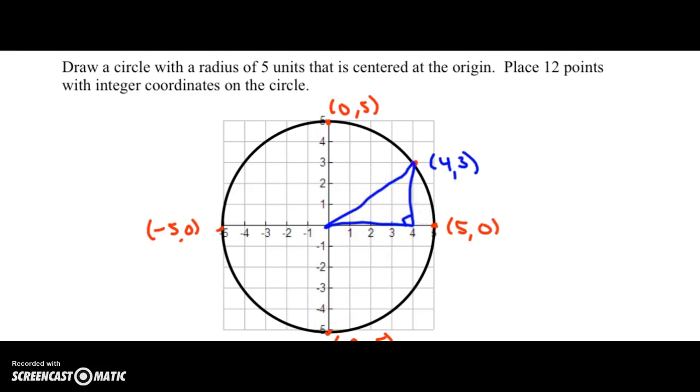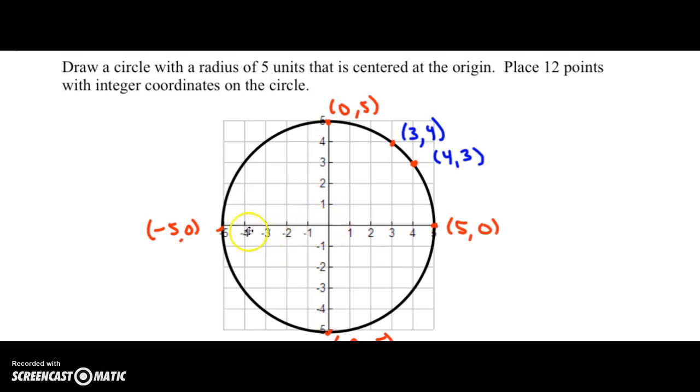Huh, interesting. I wonder if there's other points that are on this besides the point 4, 3. Well, if we have the point 4, 3, we also have the point 3, 4. I just have to reverse the coordinates. And then we could also go into other quadrants.